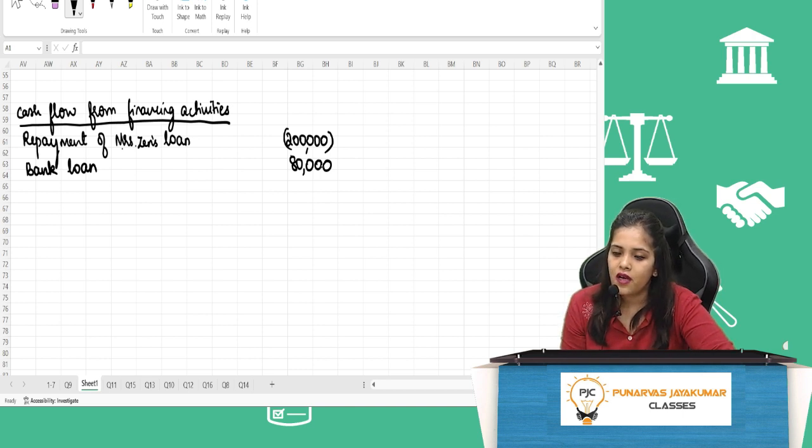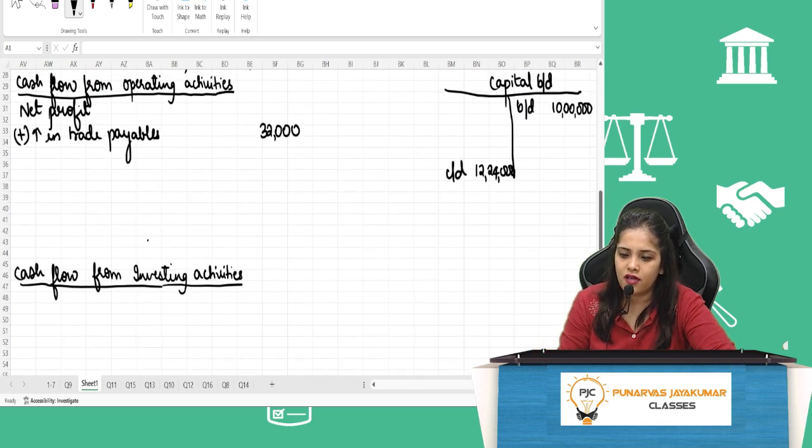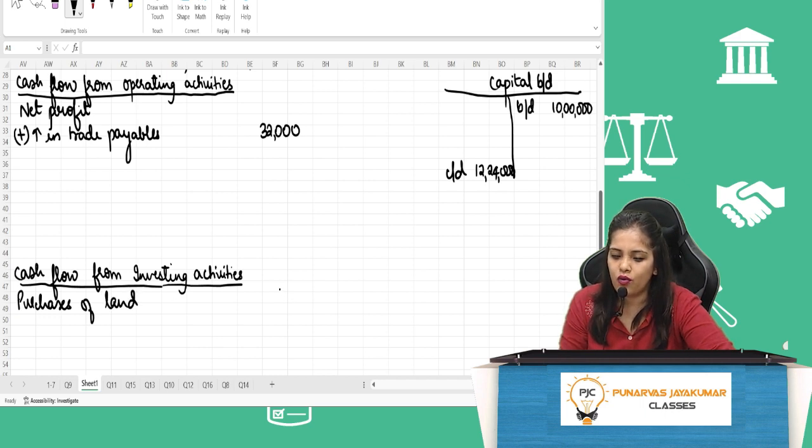Then coming to assets, land increase of 280. So likhenge, purchases of land, outflow, 2,80,000 in the bracket.